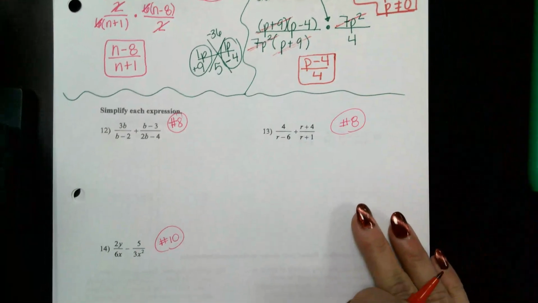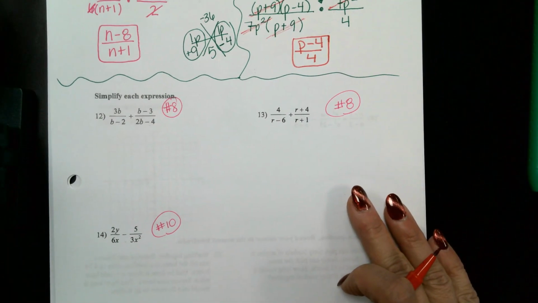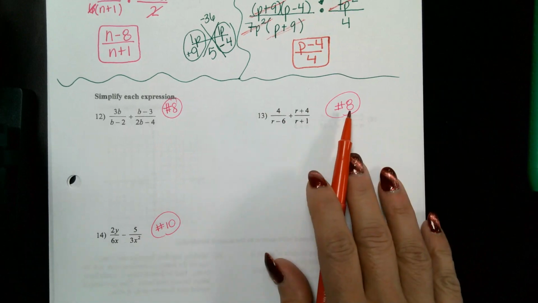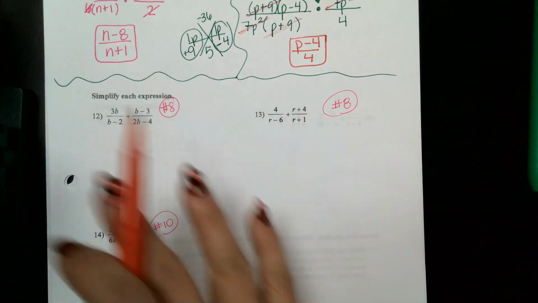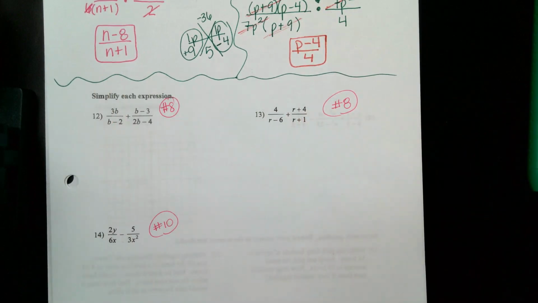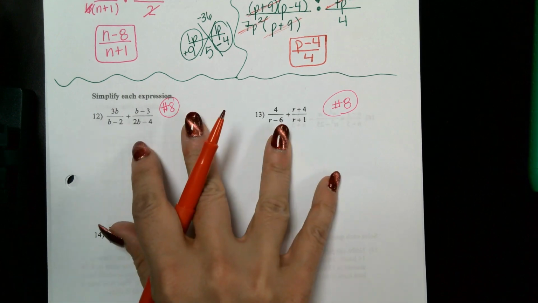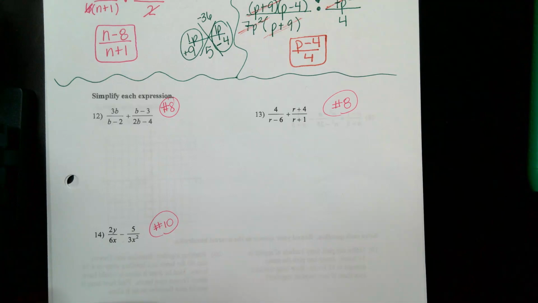All right. Now, I already wrote down here what problems they match on your test, so you guys might want to go ahead and get that on there. 12 and 13 are both addition, so that's like number 8 on your test. And then number 14 is subtraction, and that's like number 10 on your test. So both of these could help you with number 8, and then this one will help you with number 10.